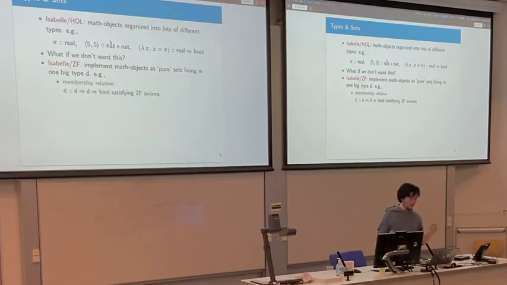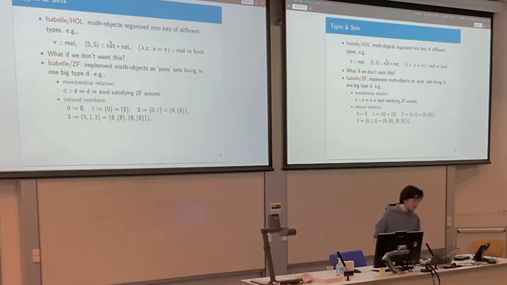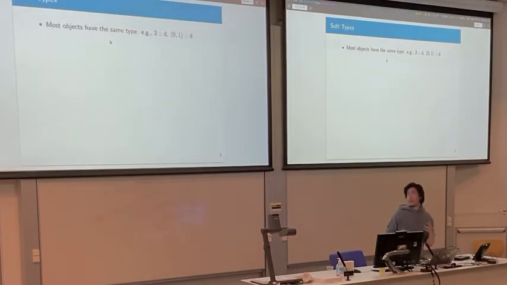So for example, our membership relation has this function type which goes D to bool. It's just a binary predicate on that type, and you say, oh, it satisfies my ZF axioms. And then we define natural numbers all as sets using von Neumann encodings and stuff like that, and pairs using the Kuratowski encoding. But so then, in this case, most of our objects just have the same type. Everything is just of type D.